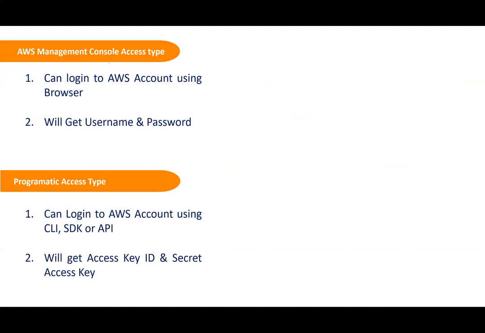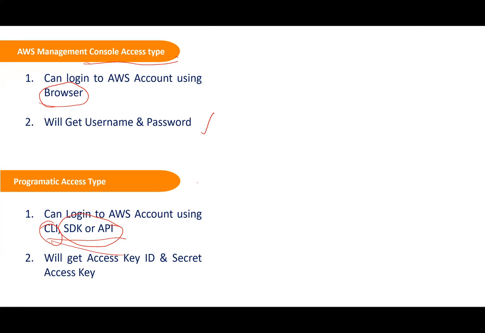So whenever you talk about the console access type, the user will get the username and password, and they can log in using the browser. And if you create a programmatic access type, that user can log into the Amazon account using CLI, SDK, API, or some other development tools. Most of the time, the CLI can be used by the developer and DevOps. SDK and APIs are purely for the developer. Whatever you can do using the browser, the same thing can be done using these three also.